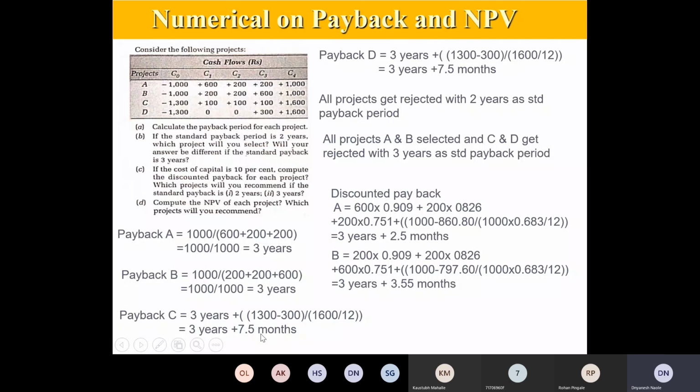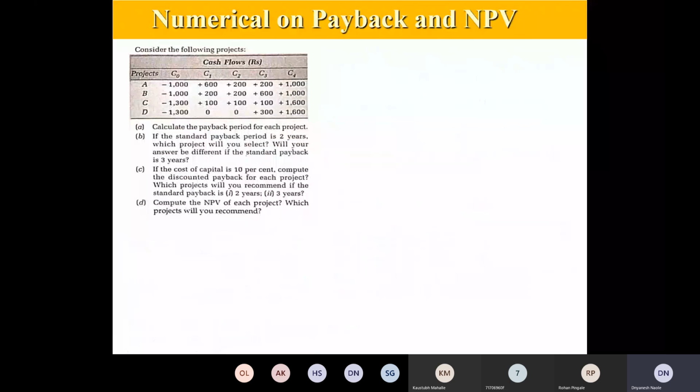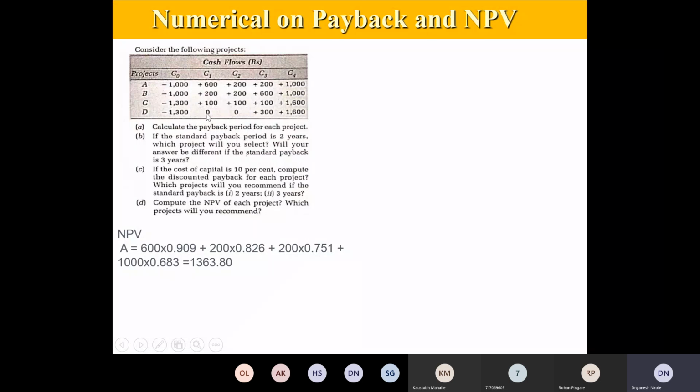So now the NPV method. We need to simply consider all the cash inflows, convert them into present values and add them. So 600 after 1 year, what is its present value? We need to multiply it by the present value factor of lump sum, that is 0.909. Okay, 0.826, 0.751, 0.683, the respective cash inflows are multiplied. So you get 1363.80.